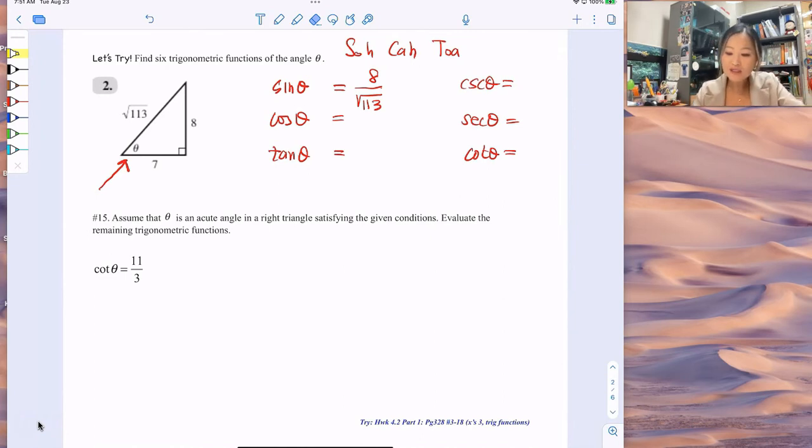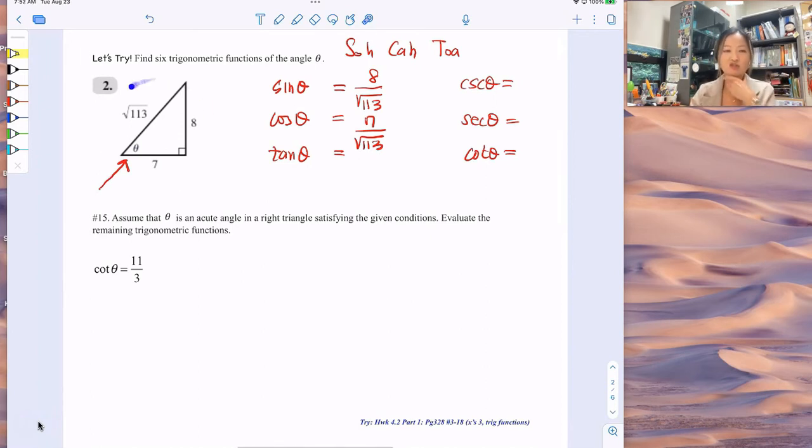Now, cosine is what? Cosine is adjacent over hypotenuse. So look, the angle is here. Adjacent is 7, right? That's the other leg that's adjacent to it. Not the hypotenuse, though. Hypotenuse is golden, okay? So we get 7 over root 113. How about tangent of theta? Wait, you know what? Let me just ask a random question. In this triangle, who is the longest side?